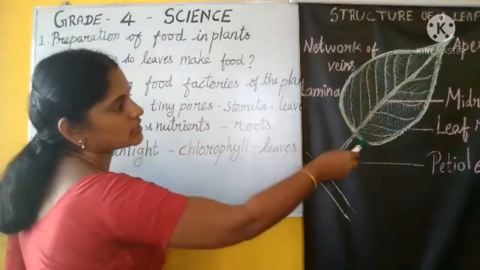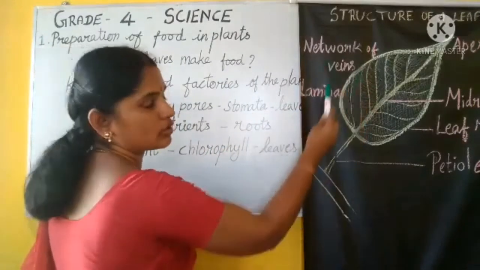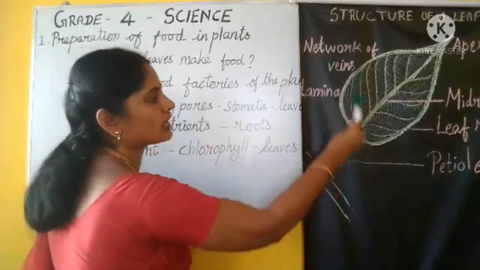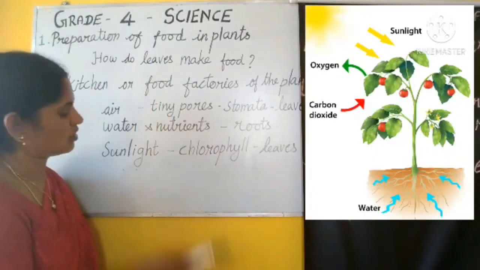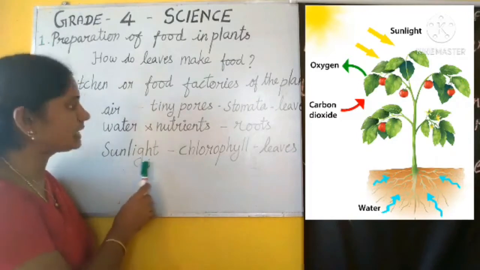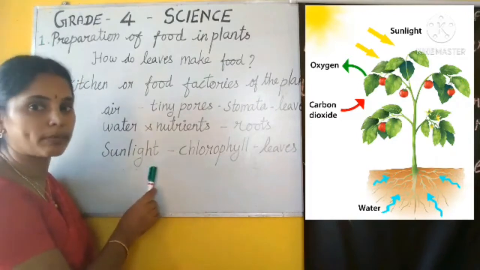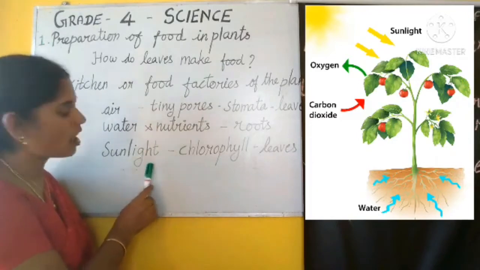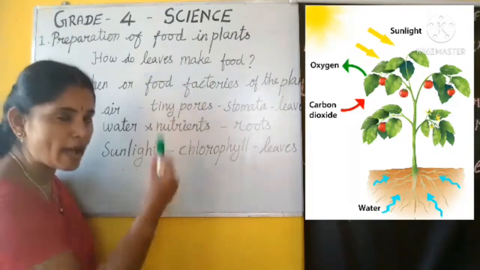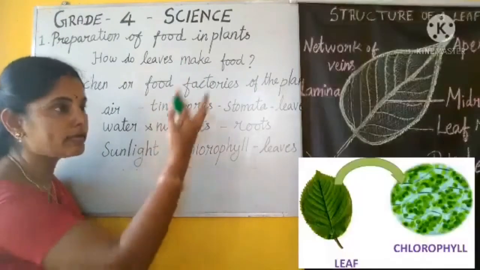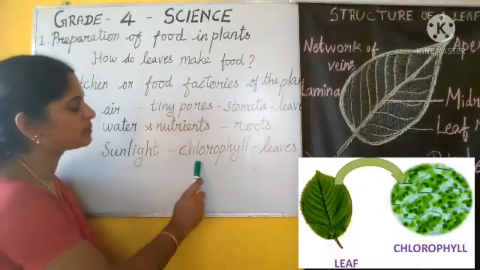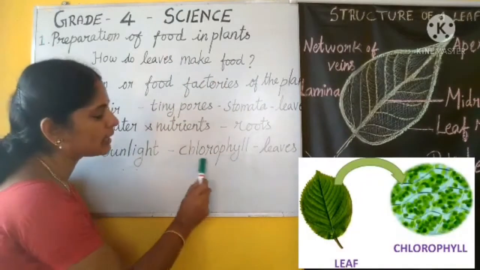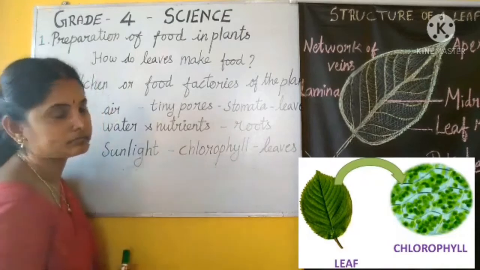In leaves, a network of veins is there. Through the veins, it is supplied to every cell of the leaf. Then sunlight is also needed for the plant to prepare its food. How is the sunlight trapped and absorbed? Because a pigment is present in the leaf. That pigment's name is chlorophyll.